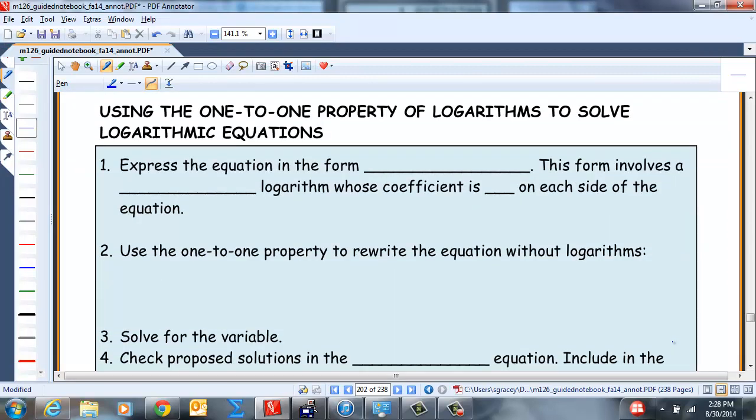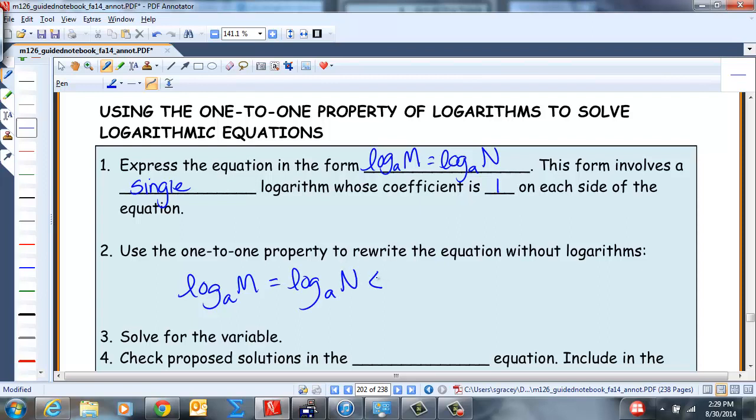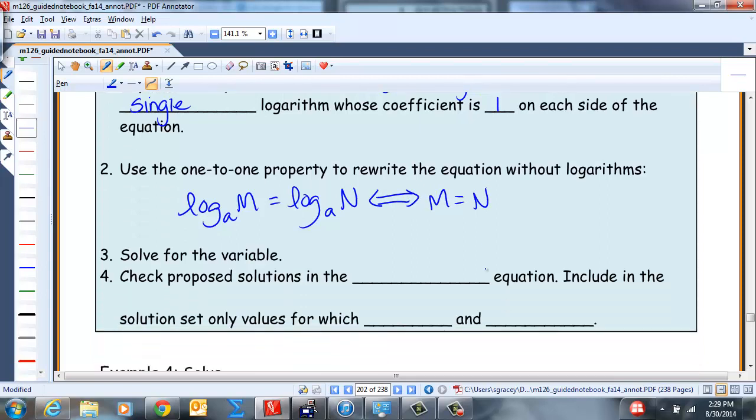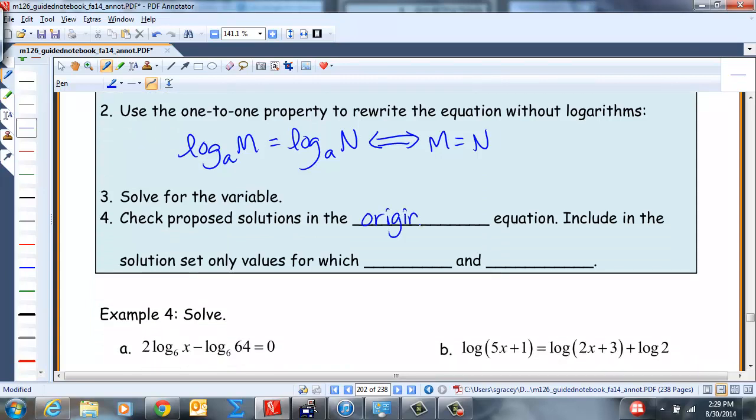using the one-to-one property of logarithms to solve logarithmic equations. So here, you want to express the equation in the form log base a of m is equal to log base a of n. So this form involves a single logarithm whose coefficient is 1 on each side of the equation. So you use the one-to-one property to rewrite. So log base a of m is equal to log base a of n if and only if m equals n. So then you solve for the variable. You check the solutions in the original. Include in the solution set only values for which m is greater than 0 and n is greater than 0.